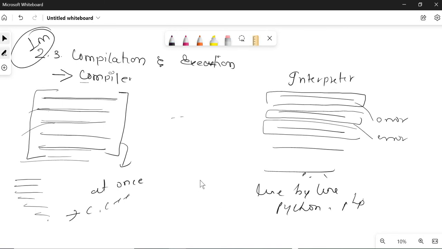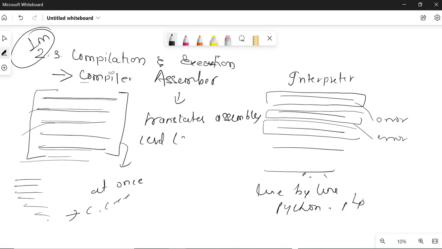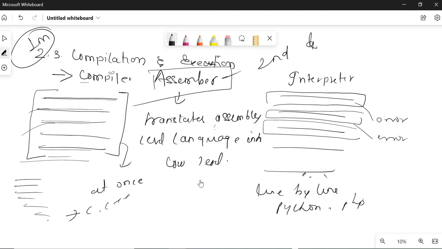There is one more translator, which is known as the assembler. What it does is it translates assembly level language into low level. I think in the second generation we studied assembly level language, so that also has to be converted to machine level, and that is done with the help of an assembler. So that's all for compiler and interpreter.